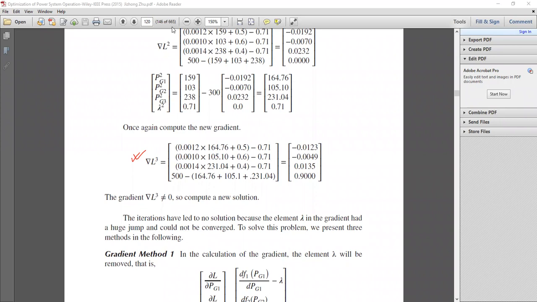Sir, is there no solution for this then? No. What would be your next step? Forget about what they are saying. You checked that del L3 is not equal to 0. So what would be your next step? You check that your solution has not converged because all the entries are not zeros. So what do you do?